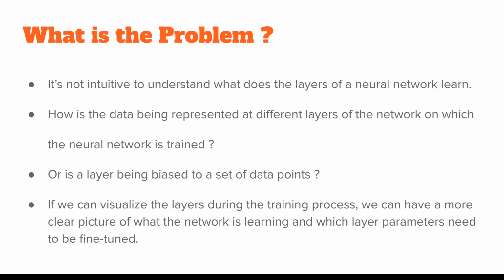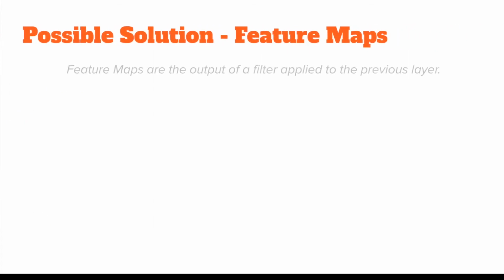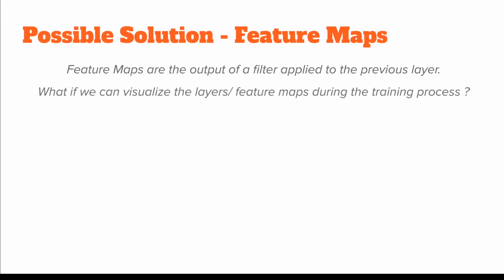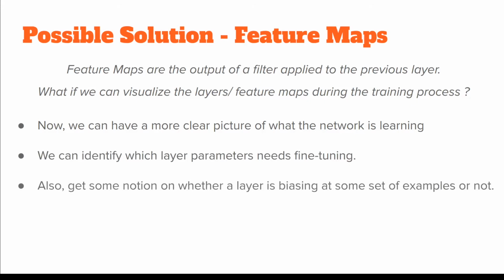One way to better comprehend the network is to visualize feature maps. Feature maps are the outputs of a filter applied to the previous layer. So what if we can visualize these feature maps during the training process? That would be great because we can have a more clear picture of what the network is actually learning. We can identify which layer parameters need fine-tuning and also get some notion of whether a layer is being biased at some set of examples or not.